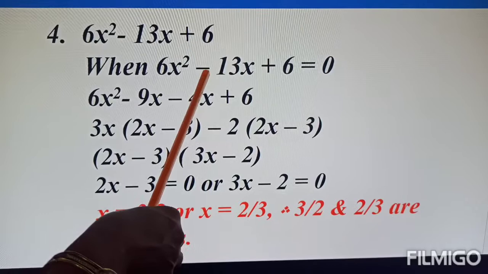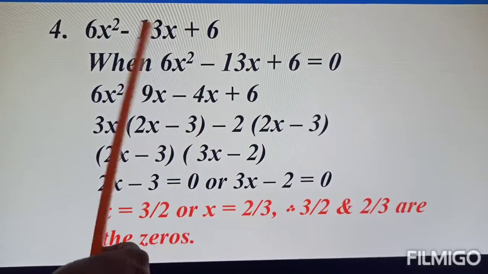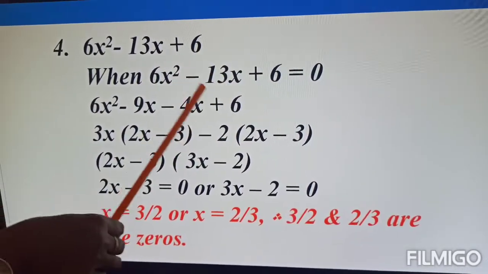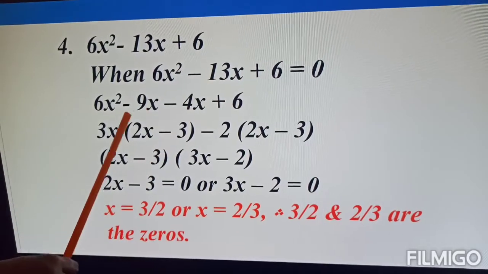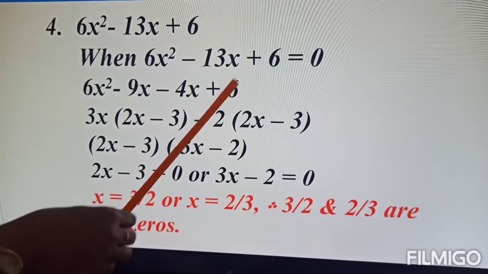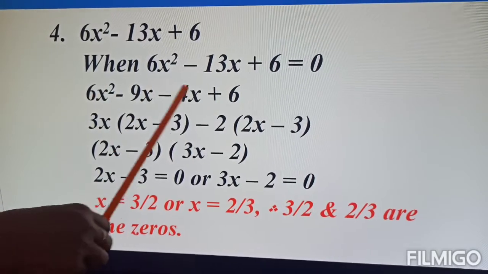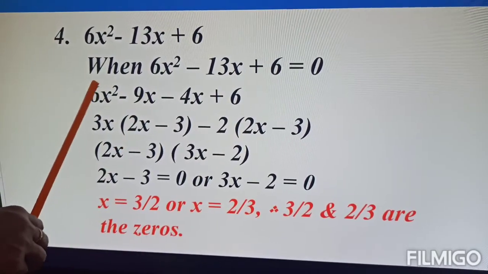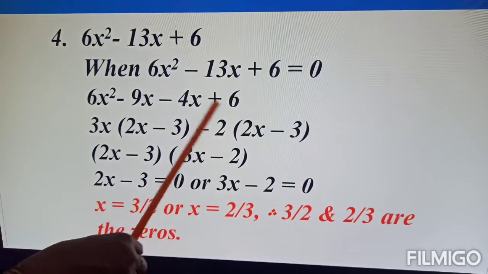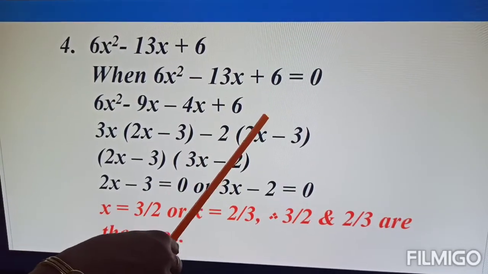Okay. 13 replaced by 9 and 4. Both we have to keep minus to get minus 13x. We have to add x with both of these. First term and last term keep as it is. Only replace this minus 13x by minus 9x and minus 4x. This will be as it is, plus 6. Okay. Then make two parts. First two, 6x square minus 9x, and minus 4x plus 6 make it the second part.